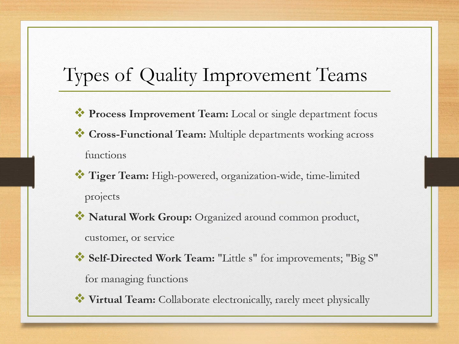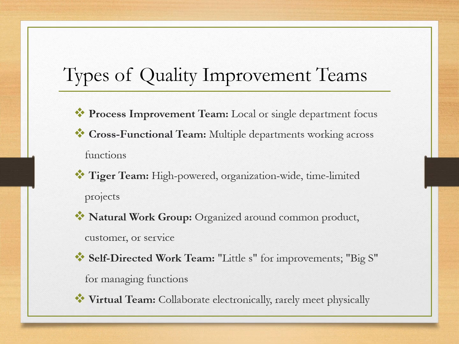Not all teams are created equal. Different situations require different structures. Here are the 6 essential team types. The first one is the process improvement team. They focus on local single-department issues, and they are specialized and focused on refining existing processes.